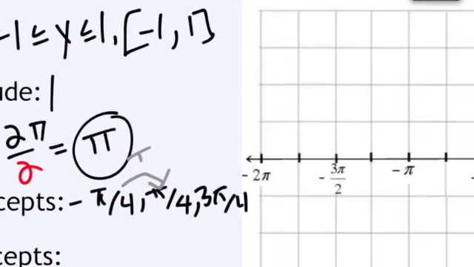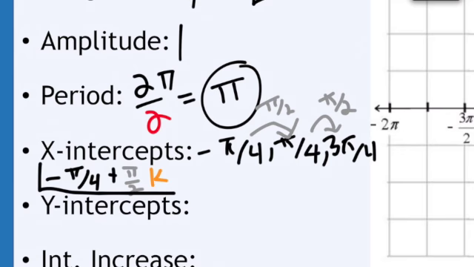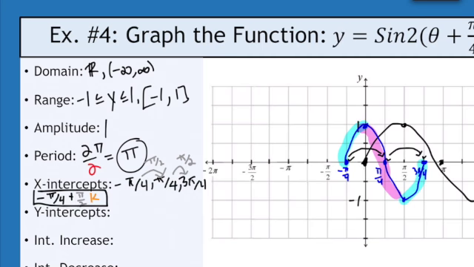Zoom in a little bit. So pi over 2, and then the distance from there to there is pi over 2. So let's pick one of these to start with. Let's pick the negative pi over 4. It doesn't really matter which 0 you pick. Just pick one of them. And then we're going to add pi over 2, and then times that k value, which is just any integer. And that's going to give me all the x-intercepts.